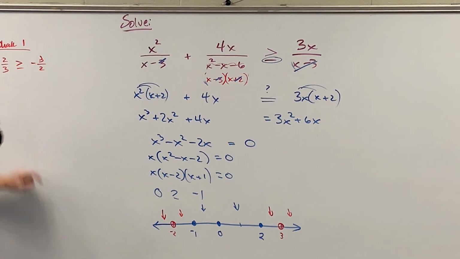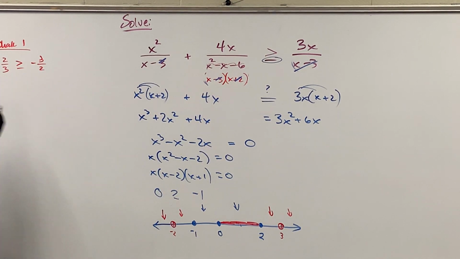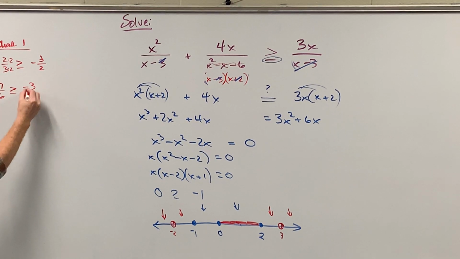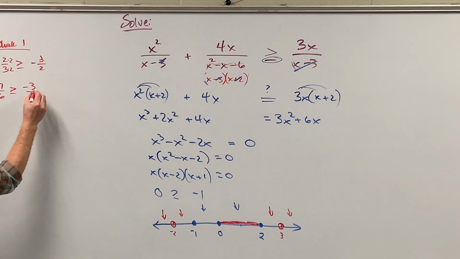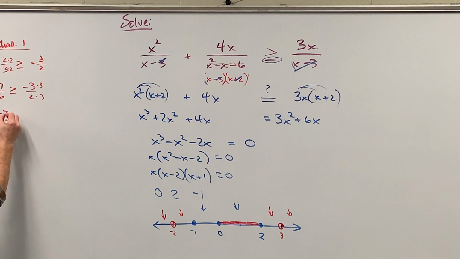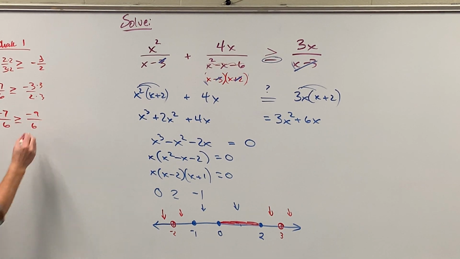So that's true. I can come in here and check that. I mean, I can come in here and shade that. But if I wasn't comfortable, find a common denominator. And I get negative 3, negative 4, negative 7, 6. Is that bigger than this? Oh, and if you're still not sure, find a common denominator here. Is negative 7 over 6 bigger than negative 9 over 6? Yeah, negative 7 is bigger than negative 9.